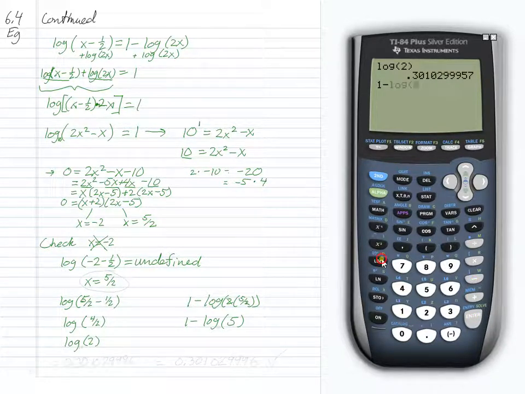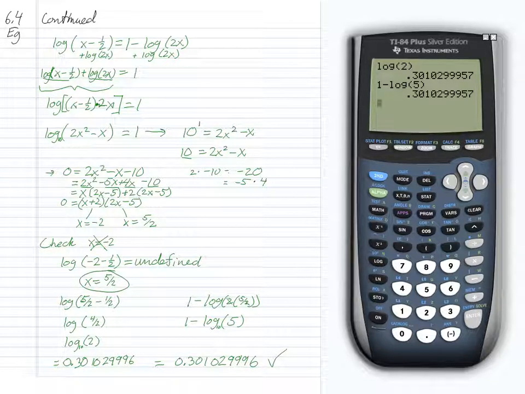Since log, with a base of 10, in this case, is a button on my calculator, I'll go ahead and plug these both in. For the left-hand side, I see that this log of 2 is approximately 0.301029996. And my right-hand side is the same. So we have a winner in x equals 5/2.